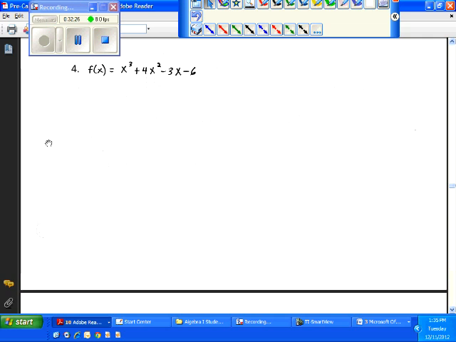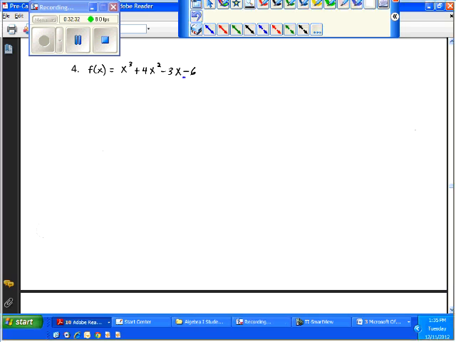Number 4. Number 4, we want to list all of the possible rational roots. The factors of 6 are 1, 2, 3, and 6. That's the factors of the constant. The leading coefficient was 1. All of the factors of 1 are 1. So we're going to have plus or minus each of the factors of the constant, each over all of the possible factors of the leading coefficient, which there's only one choice this time, which makes it easier.